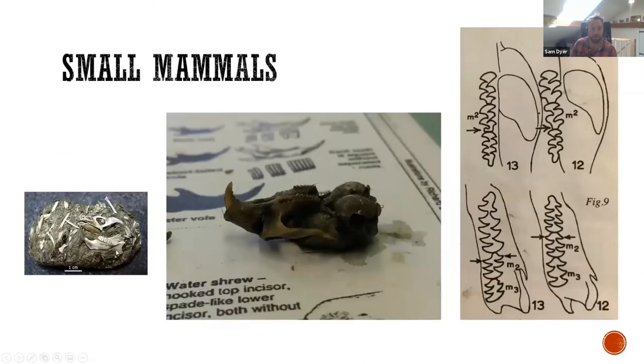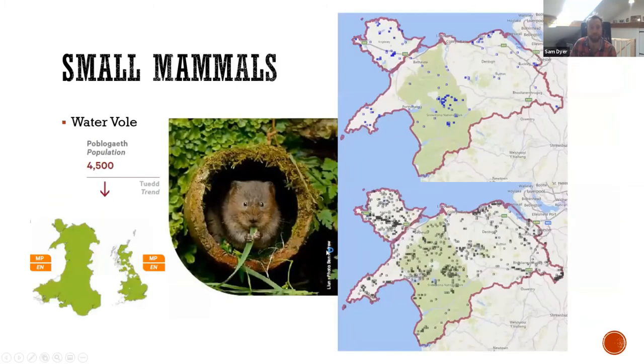Again, small mammals. The voles are well picked up by owls. So during the dissection of pellets, you can find the skulls, which are very distinctive, particularly from their molar teeth, which are these serrated little combs. Using the guides, you can pick out the teeth and look at whether they're bank vole or field vole within those. We'll move on to water vole.